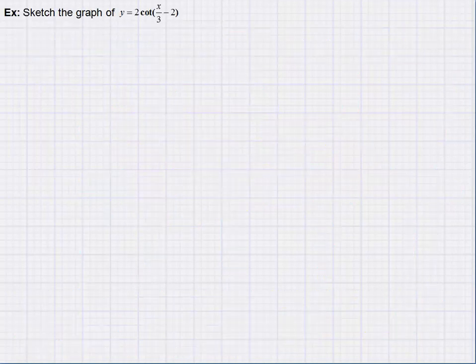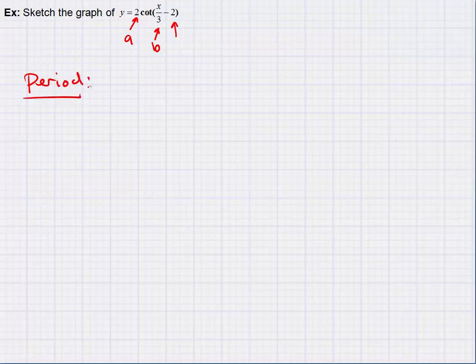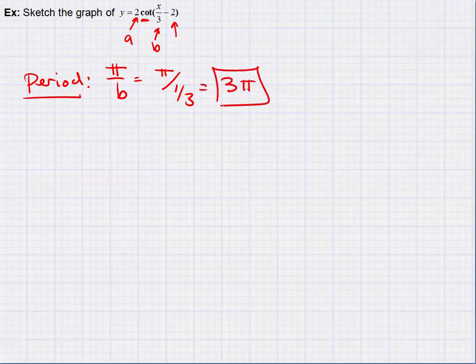So if I said sketch the graph of this function, normally we call that value A, this 1/3 would be my B, and -2 is not C, but that's going to help me find the phase shift. So what am I going to do? Let's find the period. I should do pi divided by B because it's a cotangent function. B is 1/3, so pi divided by 1/3 is going to be 3 pi. Now I know my period.